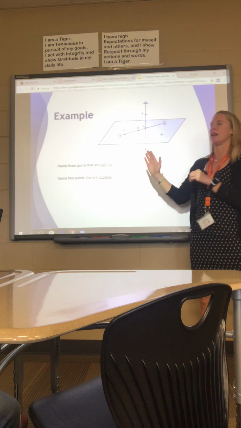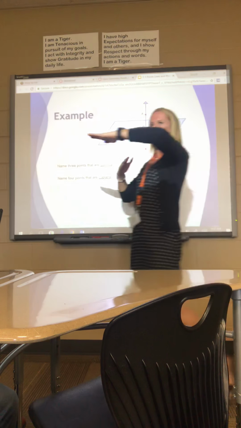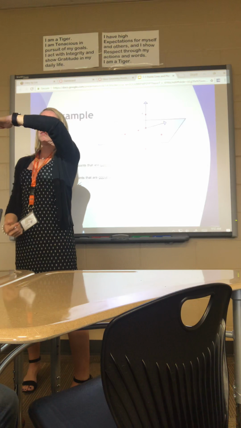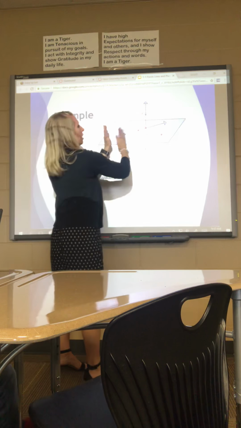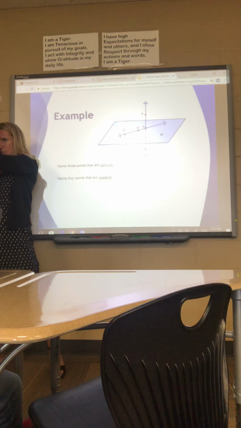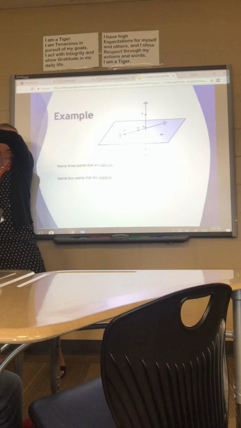This looks kind of weird, but this is what it's trying to do. If you have a piece of paper and then a line going through that piece of paper, that's what that's supposed to be. The piece of paper is right here. This is just a line going through it. So really points A and D are not in that plane. They're outside that plane. There's a point up here and a point down here.